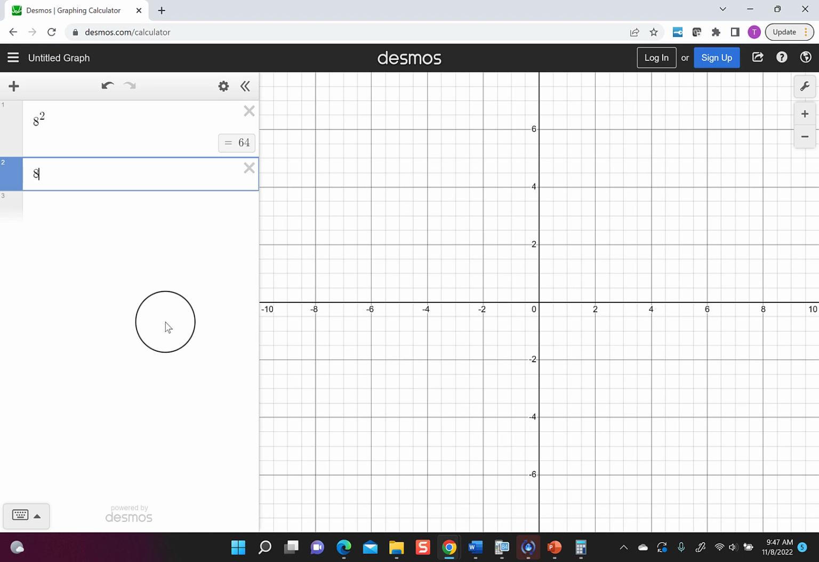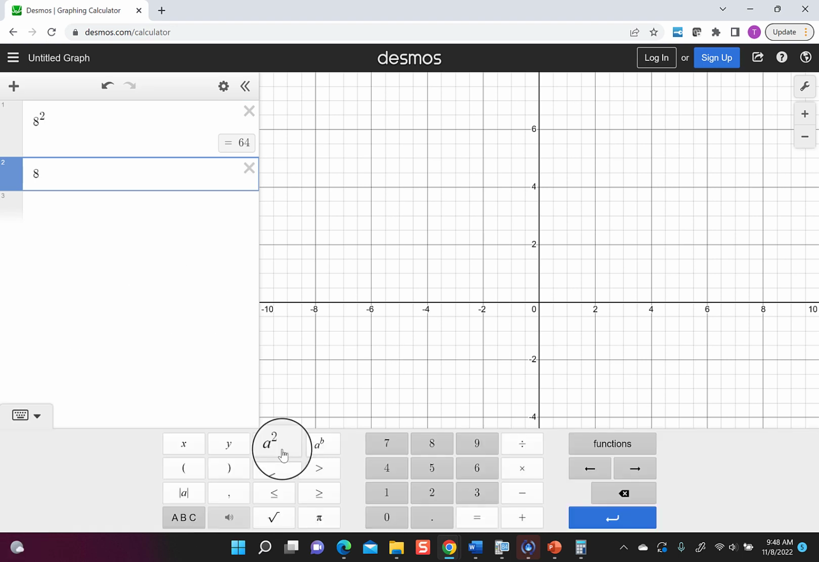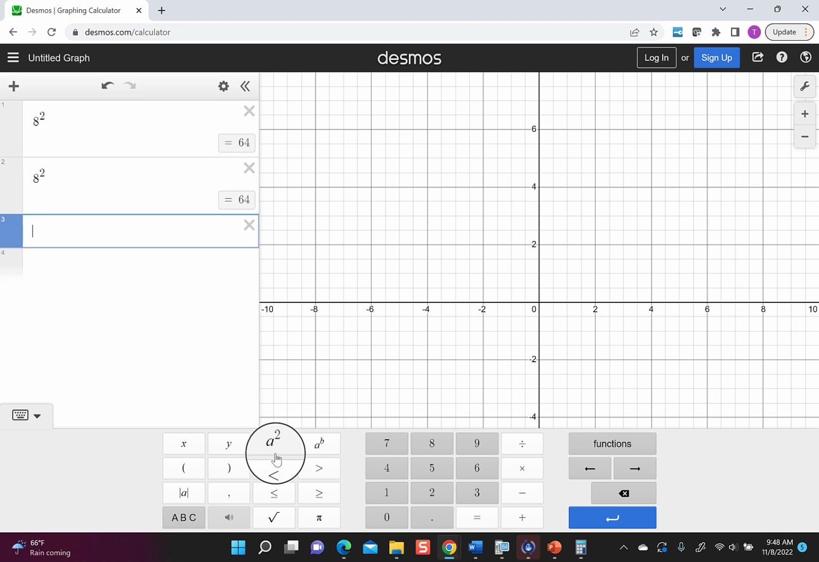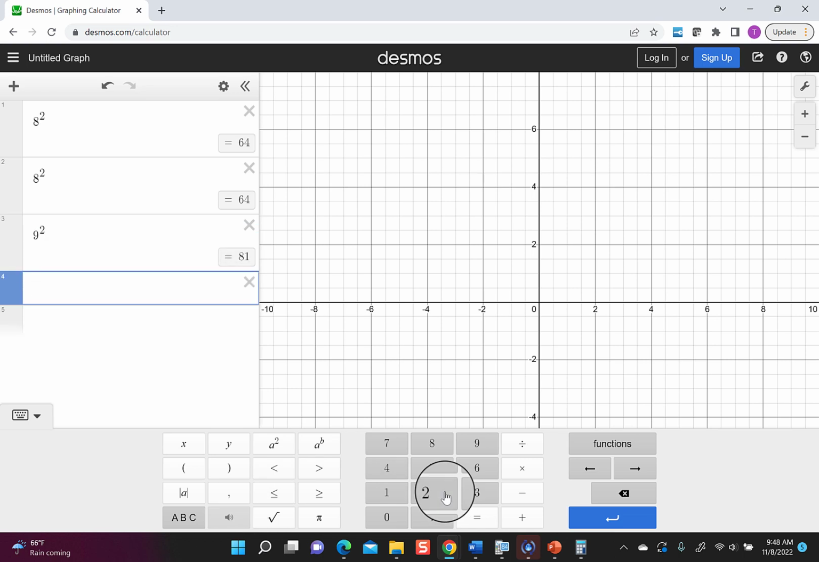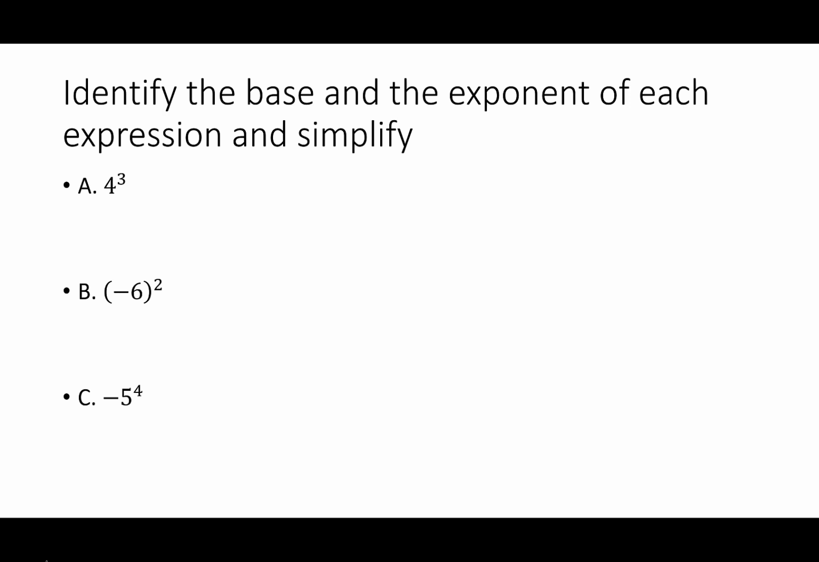I could also go back to 8, and there is a keyboard that I can open. The keyboard contains power, so here you can see power 2. Let's do 9. Also, I could hit this A to the B, which just says go up, and then you can pick the power as well. So you're not having to memorize these powers. A lot of times they are going to get really big, so I want you to use your resources and make it easy. Let's do a few where we identify the base and the exponent, and then we'll simplify.